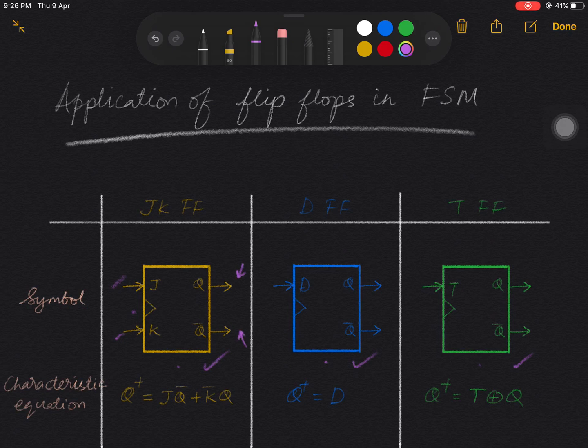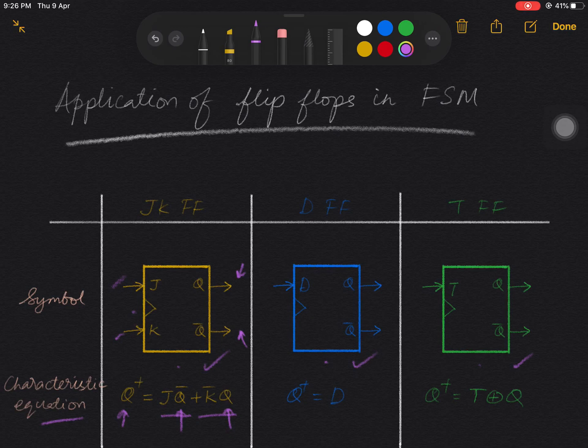So the operation of a flip-flop type is determined by its characteristic equation. As for the JK flip-flop, its characteristic equation is Q plus, which indicates the next state, equals J Q bar or K bar Q. So Q on the right hand side corresponds to the present state, and Q plus on the left hand side corresponds to the next state.